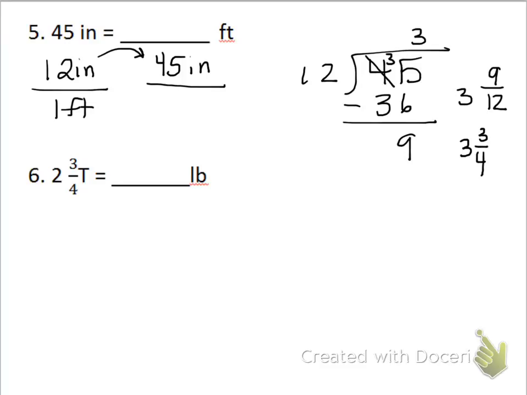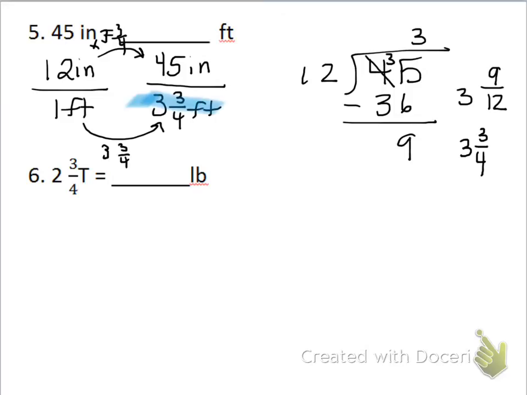If we go back here, to get from 12 inches to 45 inches, we multiply by 3 and 3/4. So we're going to do the same thing with our 1 down here, 3 and 3/4. And 1 times 3 and 3/4 is going to give us 3 and 3/4 of a foot. That's why our quotient, or the answer from our division problem, is the answer we put down here.